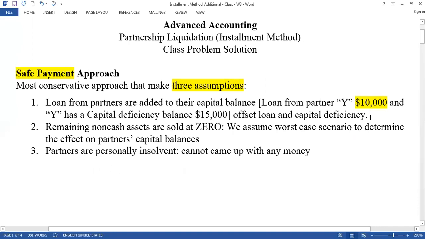So in this situation, we are not going to pay this $10,000, because although we are liable to pay this money, you already have a capital deficiency, right? So we are not going to pay you this loan. This is the assumption we have to remember.